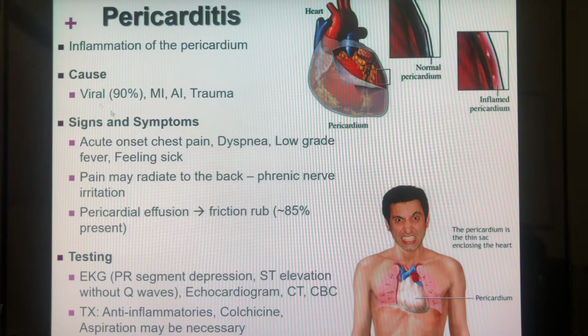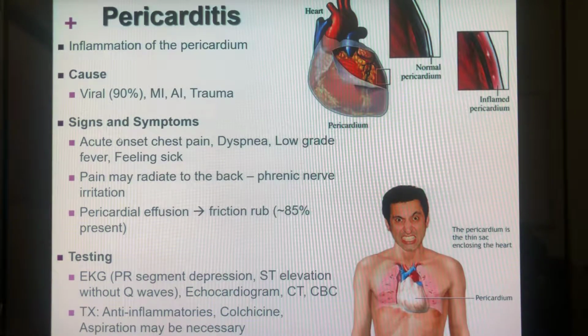Like I said, most of the time it is viral. Obviously, a heart attack can cause some physical damage and can cause that. AI means autoimmune, not artificial intelligence. And of course, trauma. I'm not sure what kind of trauma you'd have to have to actually cause a pericarditis, but it'd be pretty significant considering you have your ribs and sternum in front of your heart. Maybe somebody had a heart attack and somebody did CPR and caused trauma. Yeah, maybe. Certainly one of the possibilities.